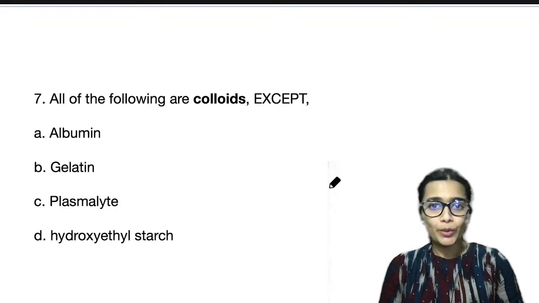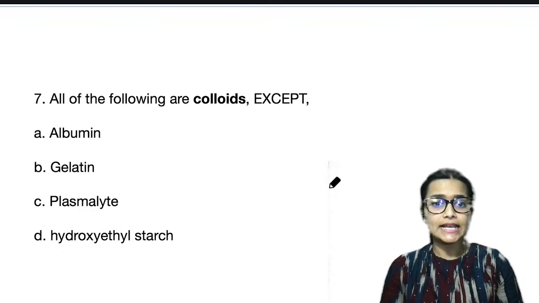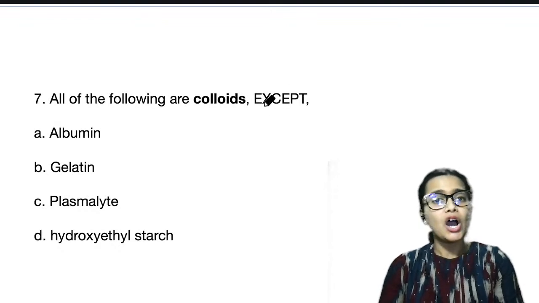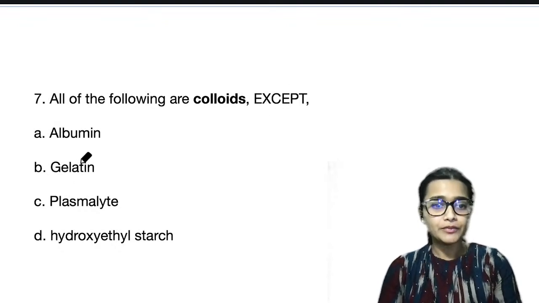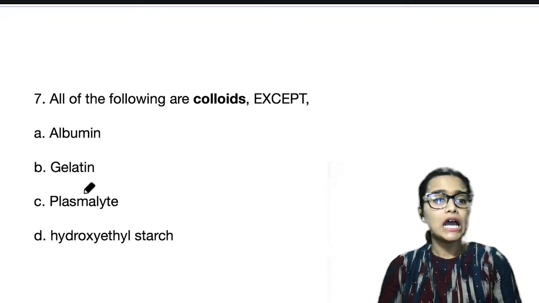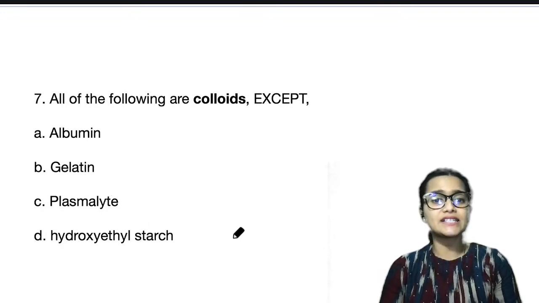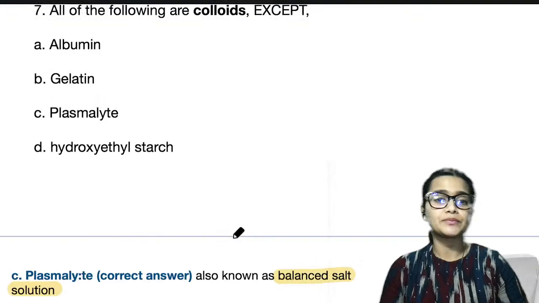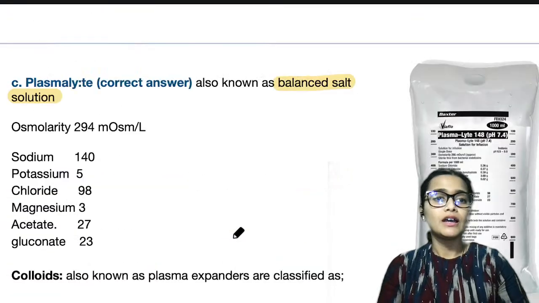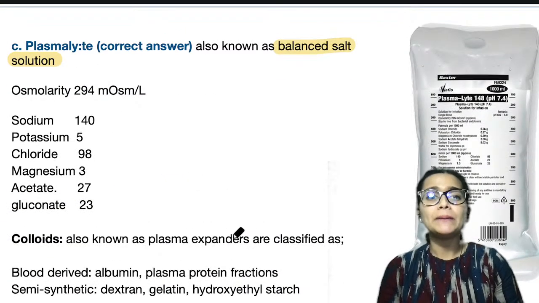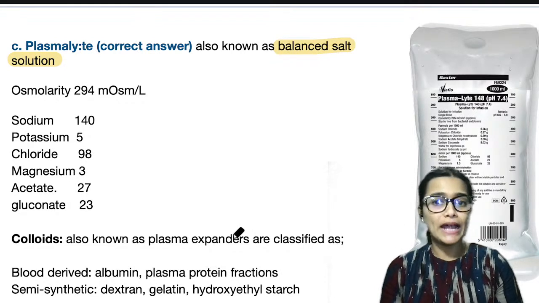Moving on to the 7th question. All of the following are colloids except: option A is albumin, option B is gelatin, option C is plasmolite, and option D is hydroxyethyl starch. The correct answer here would be plasmolite, also known as the balanced salt solution.